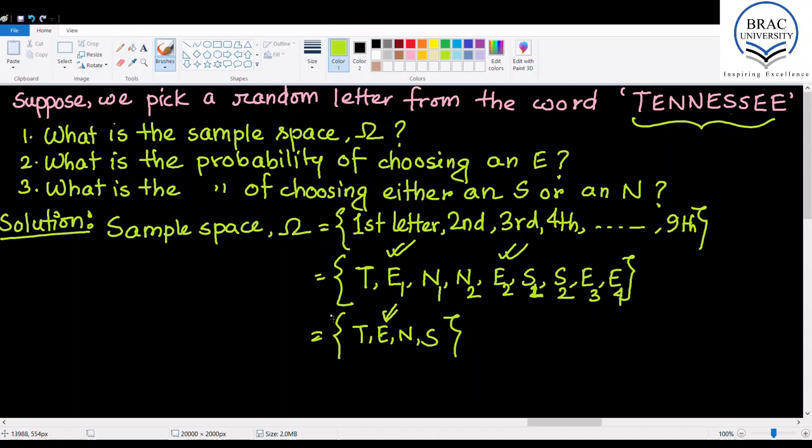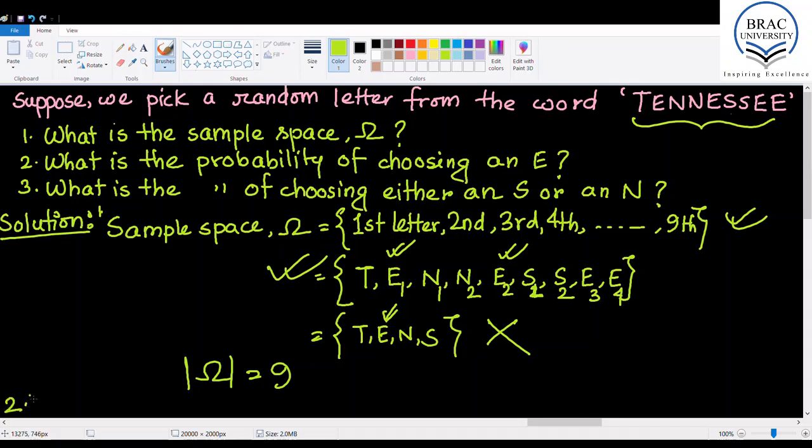So the number of ways is not supposed to be 4. So it's wrong. So the sample space looks like this or this, and the cardinality of the sample space will be 9. I hope you understand this. So the second problem, this was the first part.